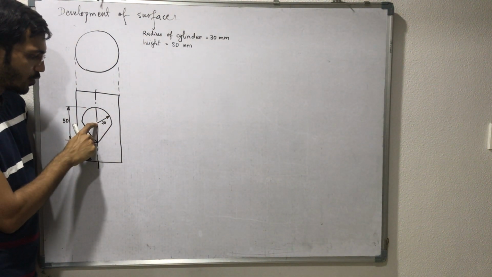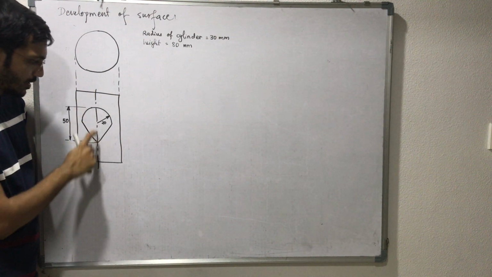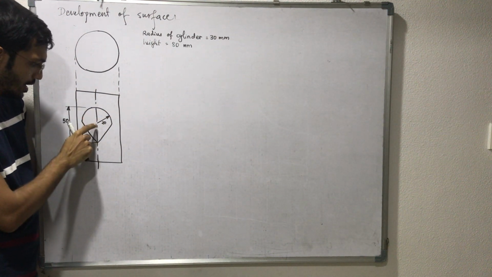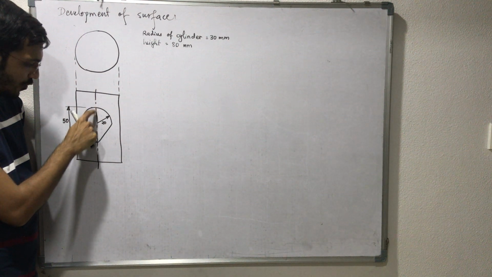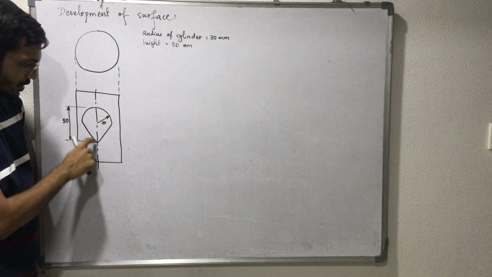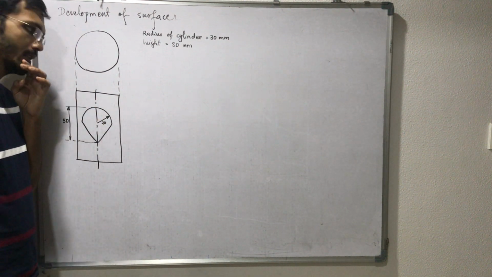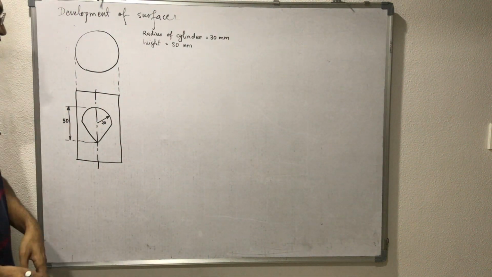20 mm radius from center. This one is the center point of the axis. 20 mm half circle, and 50 mm down from top to 50, join these two lines. So develop these surfaces. Height is total given 80.